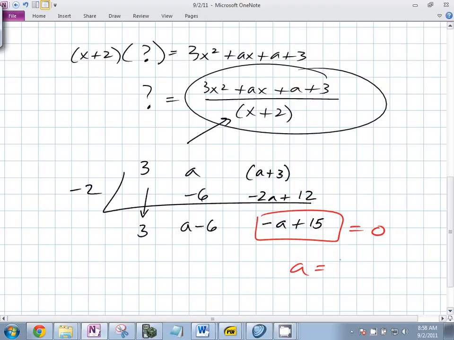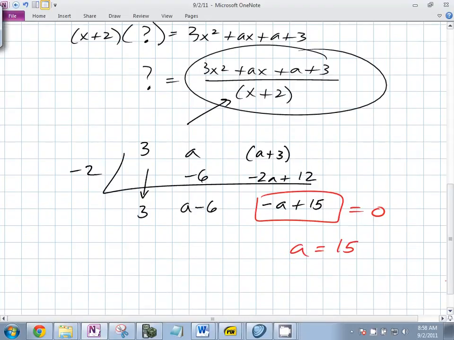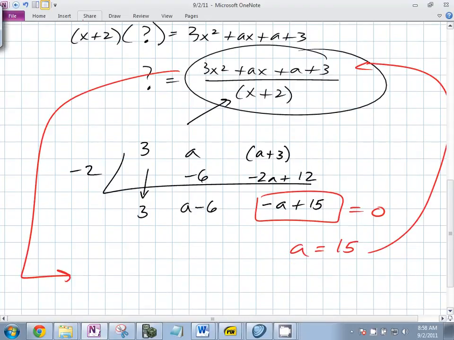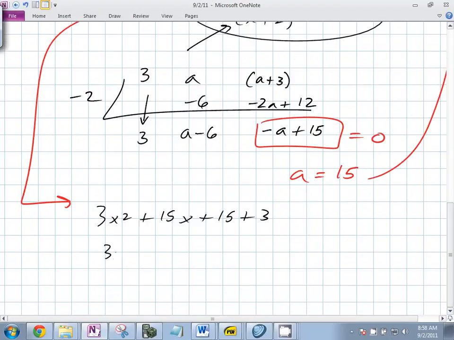15. Done. How would we check to see if this works? What should we do with the 15? Plug it in, yeah. We take it here, and let's see what the factorization becomes. Let's just check it. So it would be 3x squared plus 15x plus 15 plus 3.